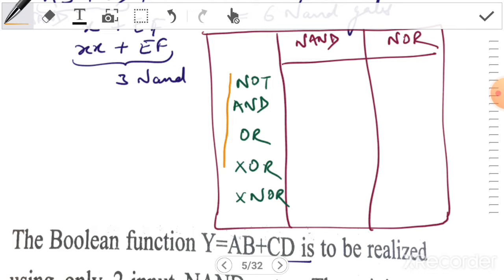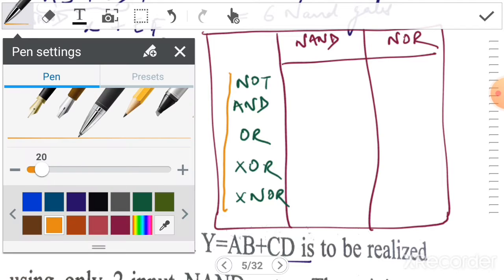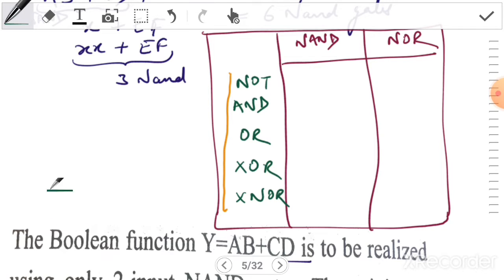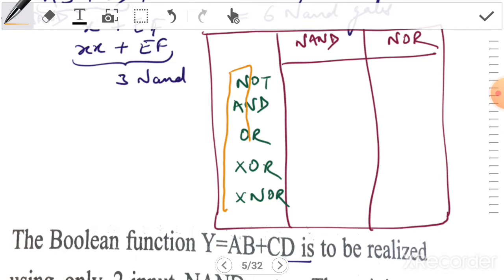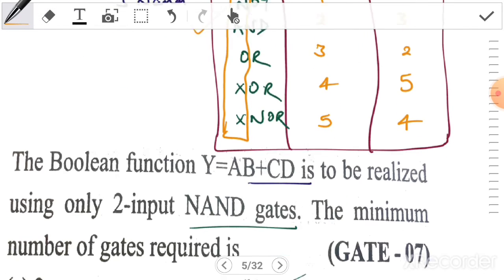So remember this NOT, AND, OR, NAND, NOR, XOR and XNOR, and write 1, 2, 3, 4, 5. Similarly here write 1, 2, 3, 4 and 5. So remember this table: minimum number of NAND gates required and NOR gates required for every gate.